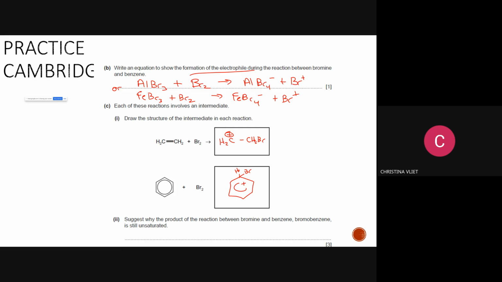So, I think this question is from an older test. I feel like this is an easy question, but we could get it wrong. Suggest why the product of the reaction between bromine and benzene is still unsaturated. I forgot what that means. That's why we could get it wrong. It's unsaturated because benzene still has double bonds. And that's 3 marks? No, the 3 marks is for this, and that. Okay. So 1, 2, 3.